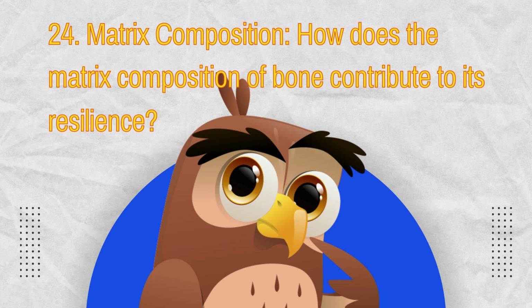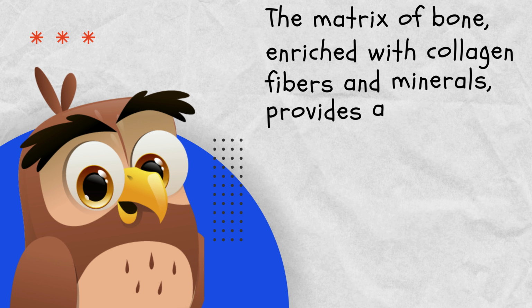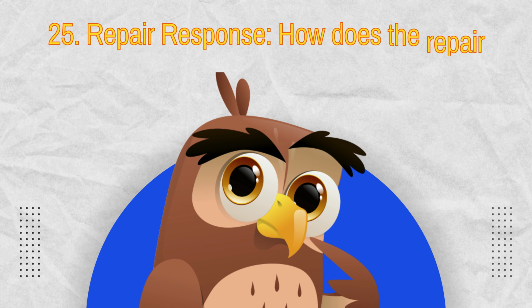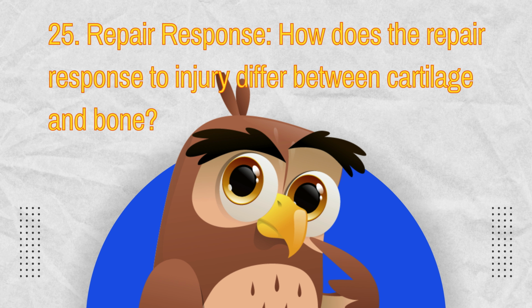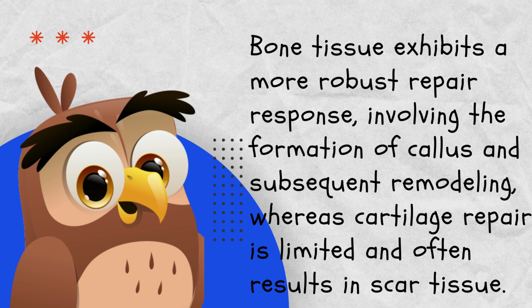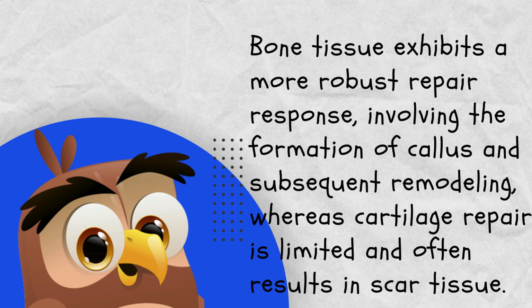24. Matrix composition. How does the matrix composition of bone contribute to its resilience? The matrix of bone, enriched with collagen fibers and minerals, provides a resilient structure that can withstand mechanical stress, preventing fractures and deformities. 25. Repair response. How does the repair response to injury differ between cartilage and bone? Bone tissue exhibits a more robust repair response, involving the formation of callus and subsequent remodeling, whereas cartilage repair is limited and often results in scar tissue.